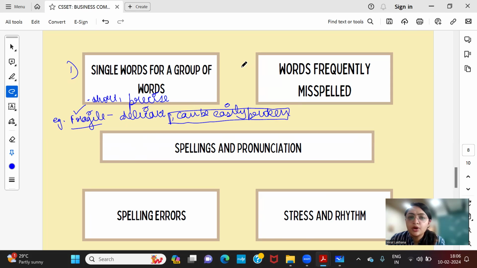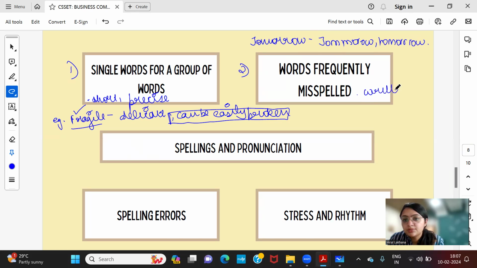Next up, we have words that are frequently misspelled. There are certain words in the English language in which we can see common errors while spelling. A common example is tomorrow, wherein this is the actual spelling. But many a time people write tomorrow with two M's or with a single M, and so on. So we should be careful while using any of the words that are frequently misspelled. We should take extra caution while using these words. This becomes important in written communication, because that is when spelling comes into the picture.